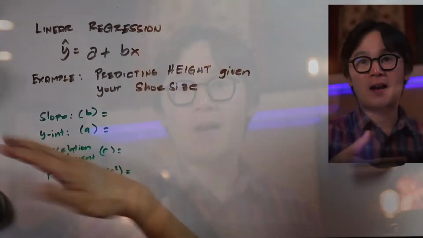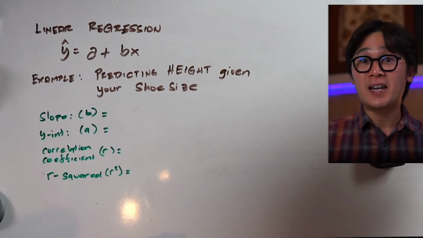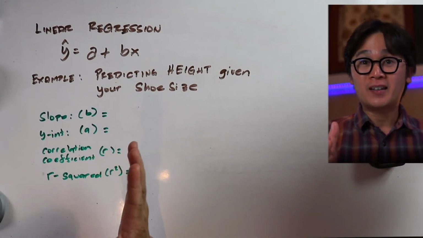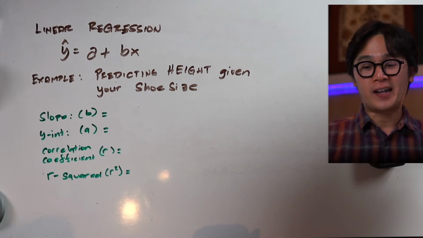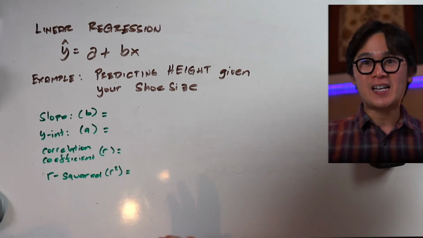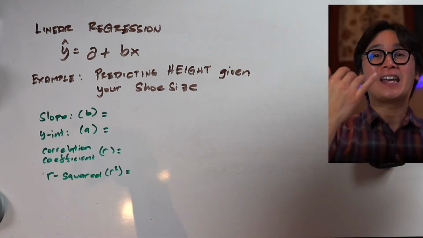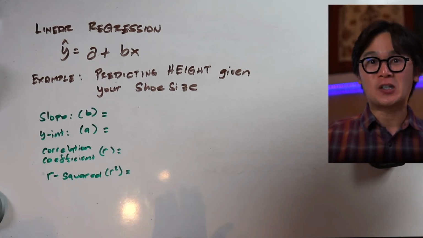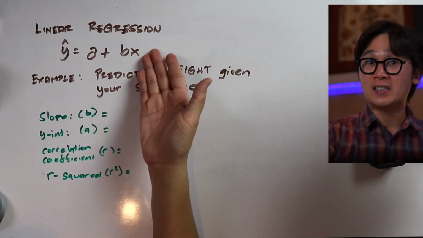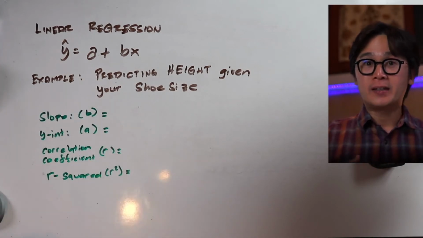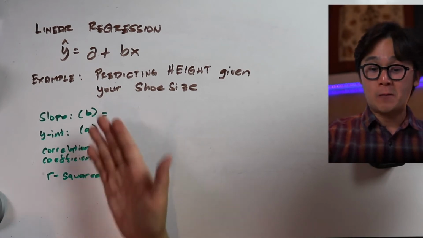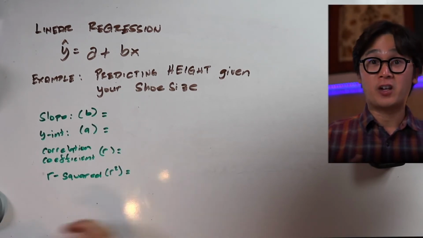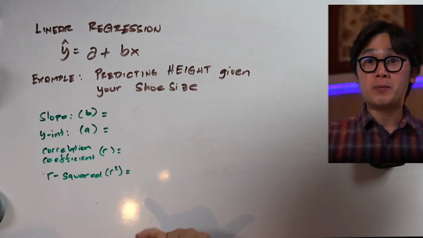For our example for today, we're going to be predicting your height given your shoe size. We'll be able to produce a model or a formula that can predict your height by just asking what your shoe size is. We need to produce our linear regression model, y hat equals a plus bx, and we also need to produce the basic linear regression statistics, which are the slope, the y-intercept, the value of r, and the value of r squared, and you need to know how to interpret all of these values.